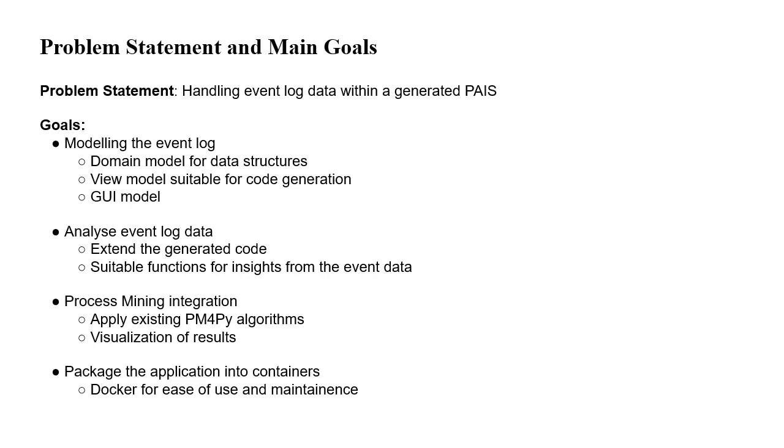And coming to the goals, we have to model the event log data. For this, we need a domain model for data structures and a view model and also a GUI model. And the second goal is to analyze the event log data. For this, we extend the generated code and use suitable functions for insights from the event data. And then the process mining integration. For this, we use the existing process mining algorithms on the event log data to visualize the results. And finally, it is packaged into Docker containers for easy use and maintenance.